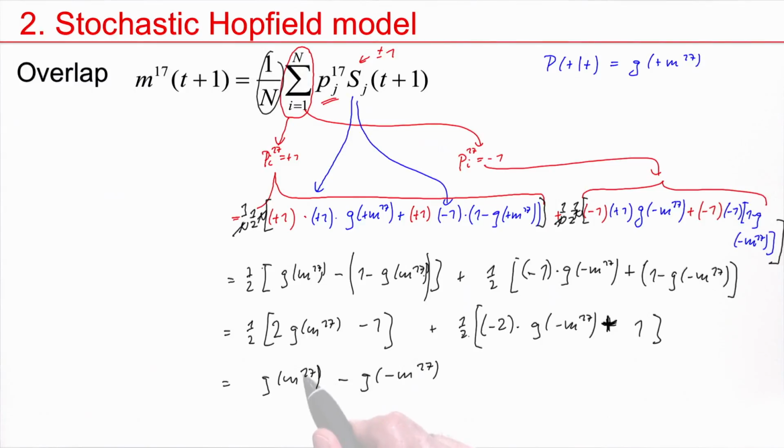So this is the overlap m17 at time t. And on the left-hand side, I have the overlap at time t plus 1. And the combination of these two g's I will just define as a function f tilde. So I take the overlap at time t, I pass it through this function f tilde, I get the overlap at time t plus 1.